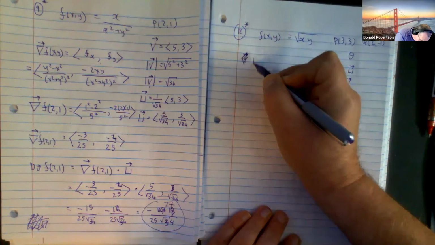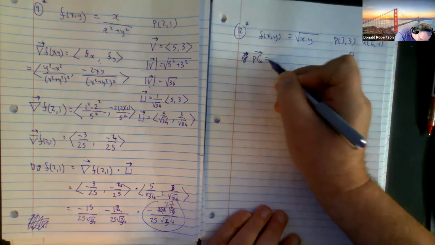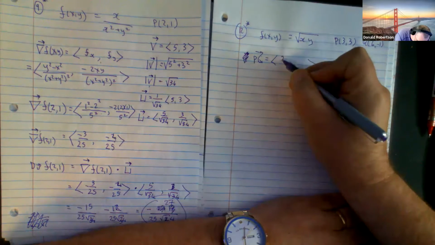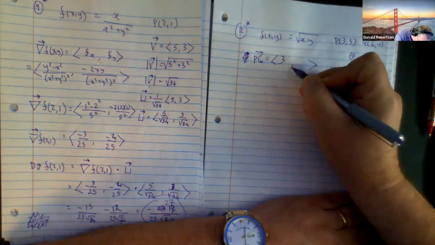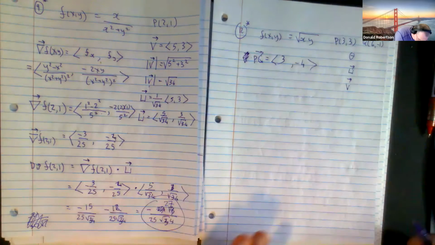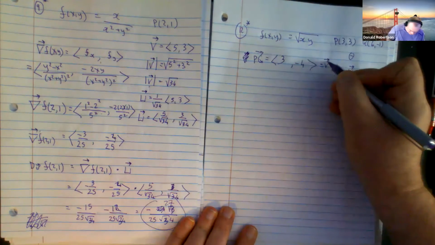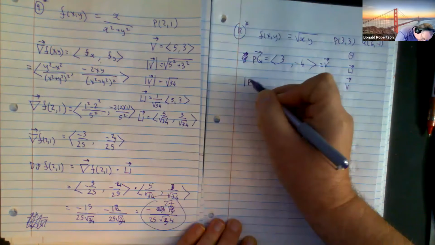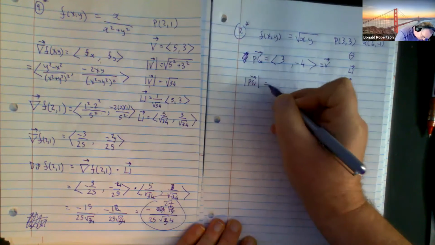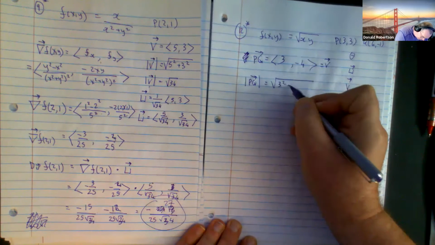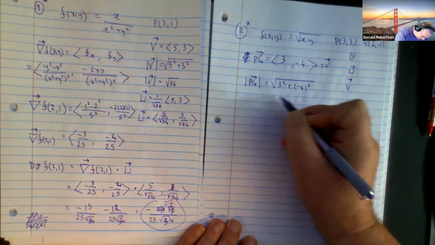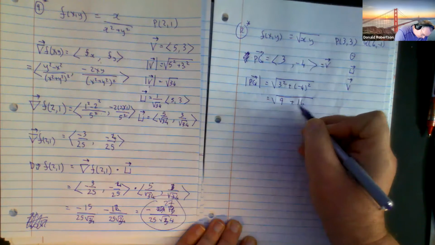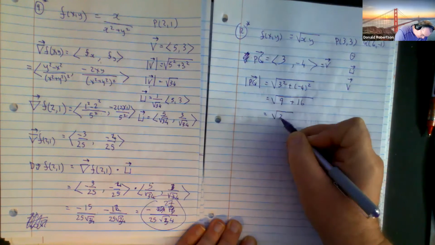I'm going to find the vector PQ. Second, take away the first. Second, take away the first. That is essentially v. It's not a unit vector. So I'm going to find its magnitude, which comes out as a really nice number, thankfully. It comes out as the square root of 25.